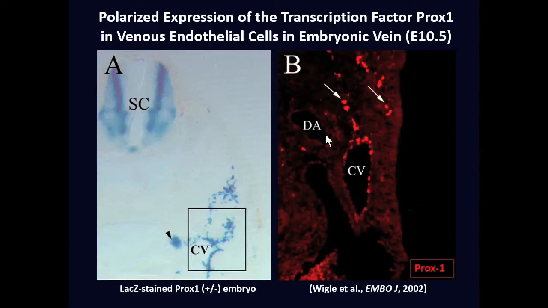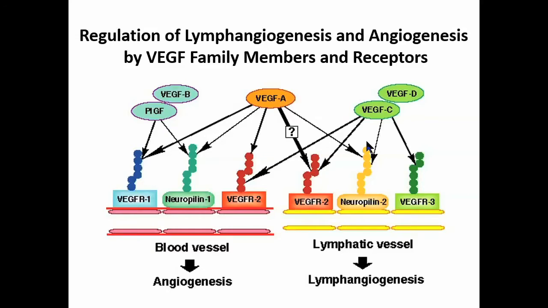And of course, this is shown in immunofluorescence, cardinal vein again. And you can see not the entire perimeter is actually lined by PROX1 cells, but perhaps only about half, as shown in the previous cartoon.